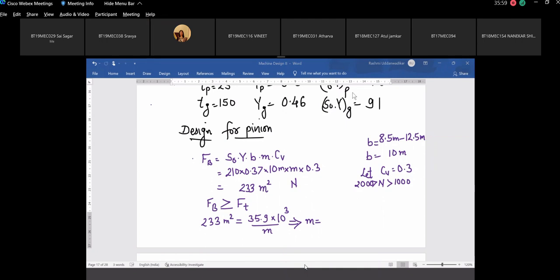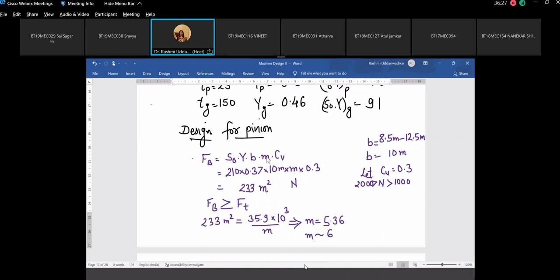5.36. Very good, Atharva. This is 5.36 or 5.37. Again, refer to the data book and tell me what is the next available value of module as per the preferred choice. 6. So we'll go with module as 6.